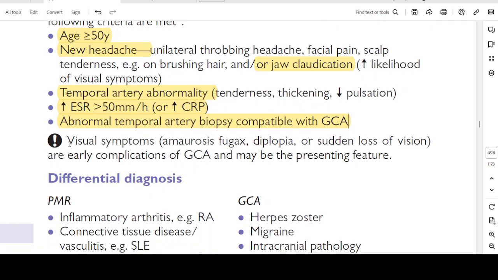Visual symptoms of giant cell arteritis are amaurosis fugax, diplopia, and sudden loss of vision. Visual symptoms are an early complication of GCA and may be the presenting feature of giant cell arteritis.